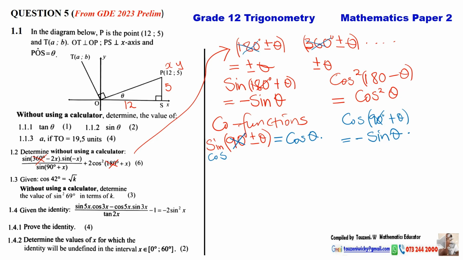Reduction formulas. Number 1.3 and number 1.1 are in the same category. I may need to know how to work with diagrams to simplify this kind of expression. Cos 42 degrees is equal to root k. I can quickly draw a diagram. That's one of the options you can have.